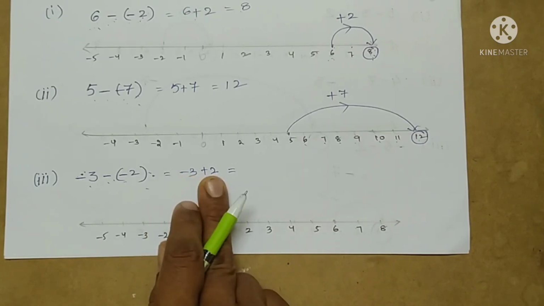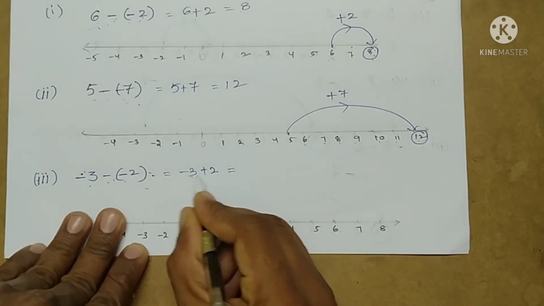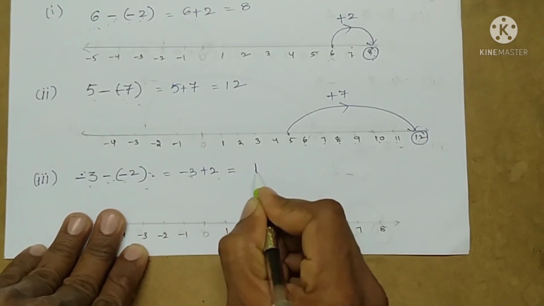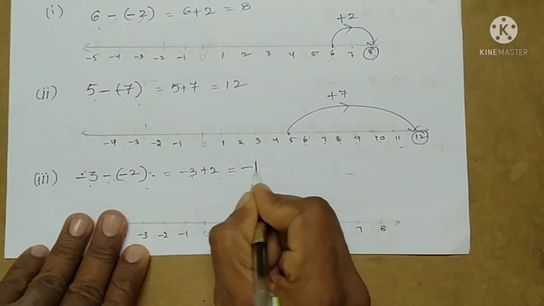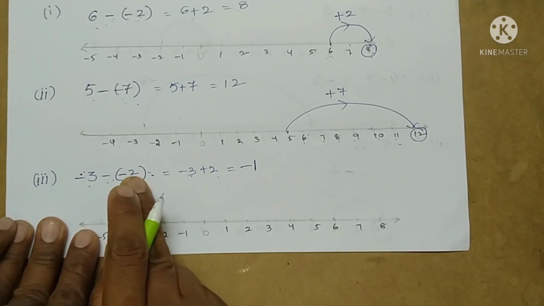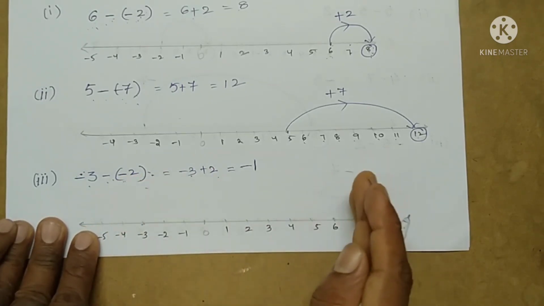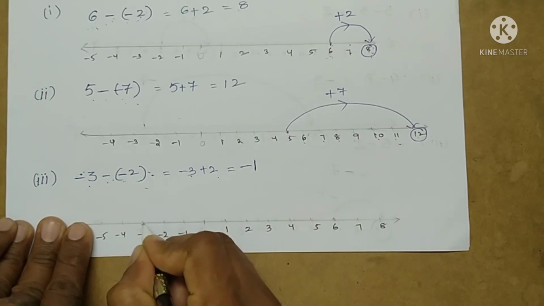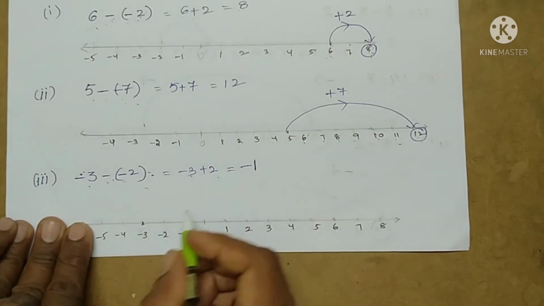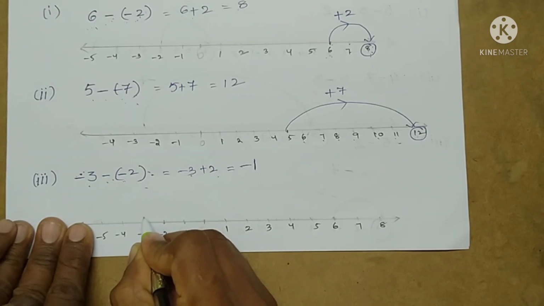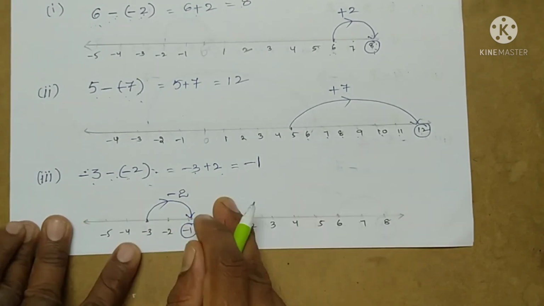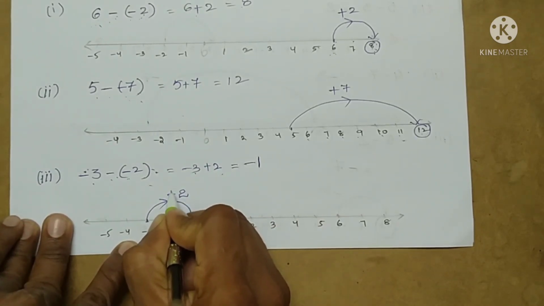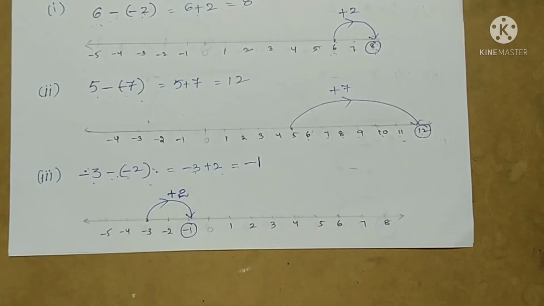So that is equal to minus 3 plus 2. One is negative, one is positive. What we have to do? Subtraction, right? So 3 minus 2 is equal to 1. Always we have to prefer the highest one's symbol, so the result is minus 1. In this case, the subtraction of a negative integer, we have to move right side on the number line. So minus 3 is here, plus 2 means 1, 2. This is the final result.